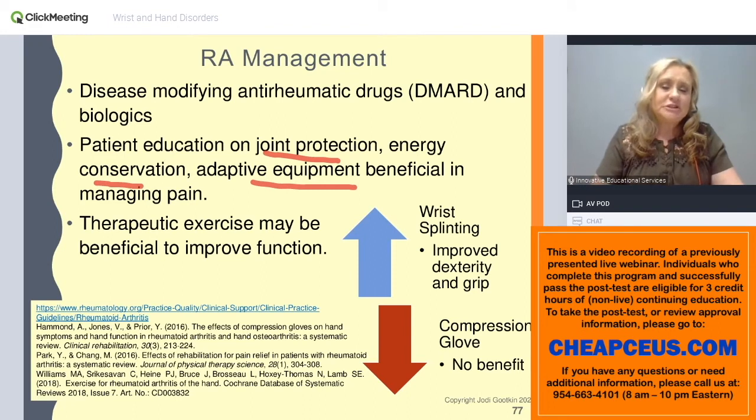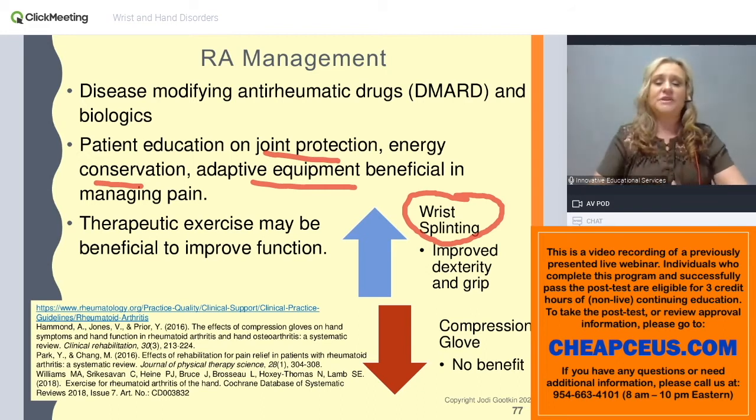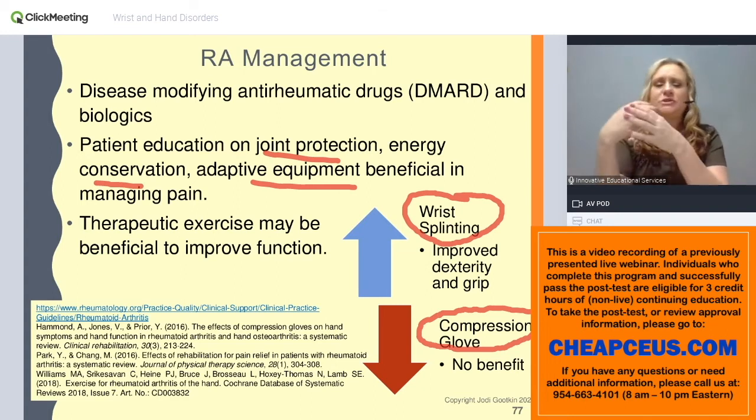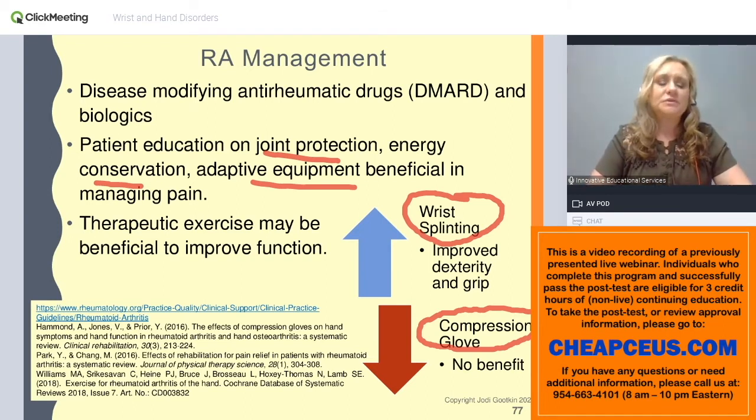Looking at the different research that's out there, it was noted that wrist splinting is beneficial to improve dexterity and grip for patients. That stabilization allowed for better use of the joints that they did have control over. Compression gloves were something kind of like a fad that was out there for a while. The thought was that the compressive force helped control the swelling and the pain for the patient. It altered the lymphatic flow. Research isn't really supporting that those had any particular benefit for the patient.